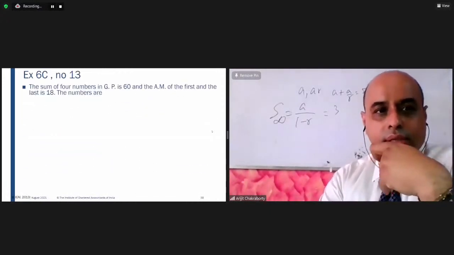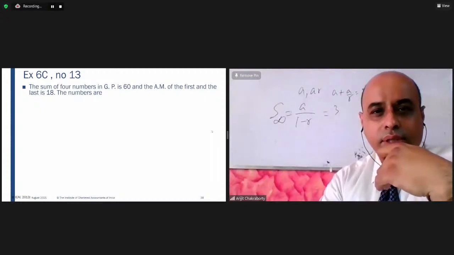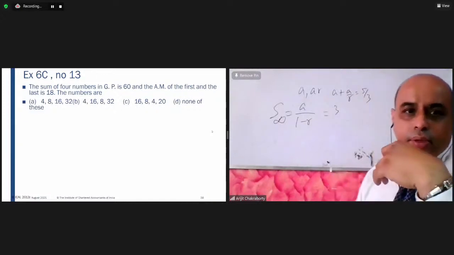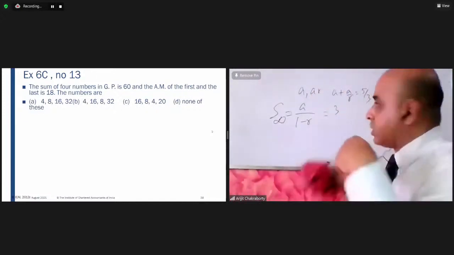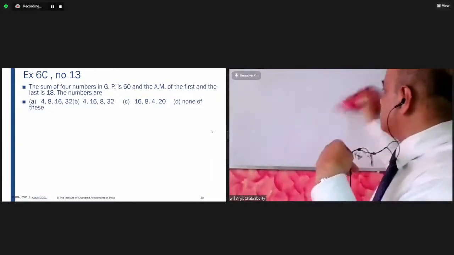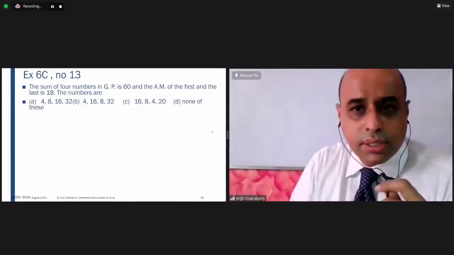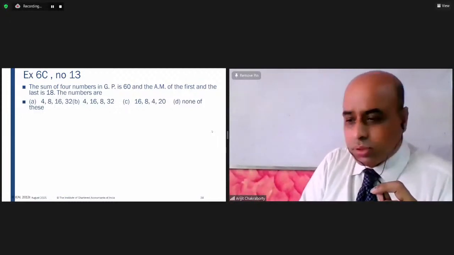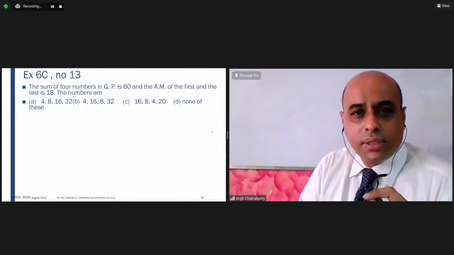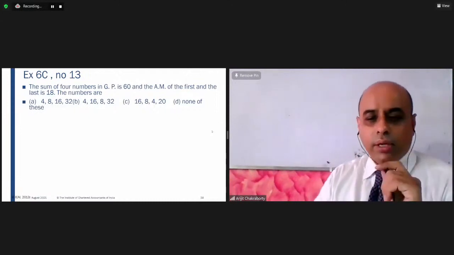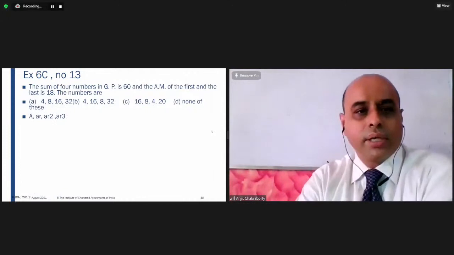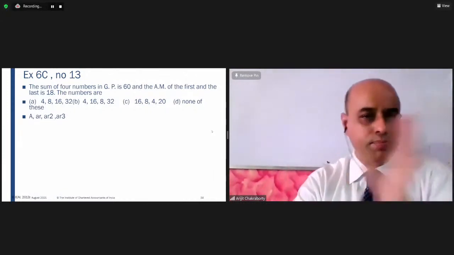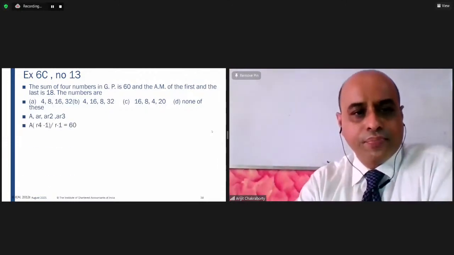Number 13, exercise 6C. The sum of the four numbers in a GP is 60 and the AM of the first and the last is 18. What are the numbers? So how to solve for this? The sum of the four numbers in a GP is given. Now you can take the numbers as a, ar, ar square and ar cube, so they are in GP with a common ratio of r.